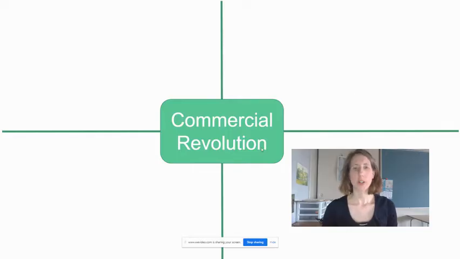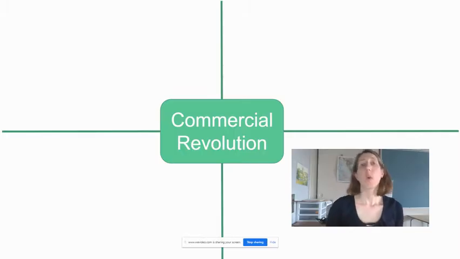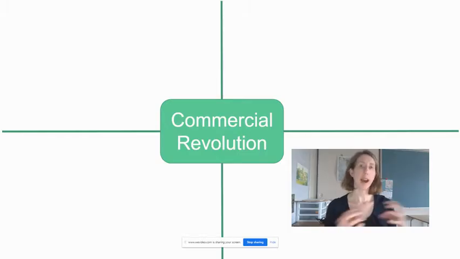Okay, so commercial revolution, I want you in your head to think about your favorite commercial. And what is the point of that commercial? The point of that commercial is to encourage you to buy something. So think about commerce, trade, business, and then revolution, big change, right? So a change in business. Okay, we're going to fill in each of these four boxes.